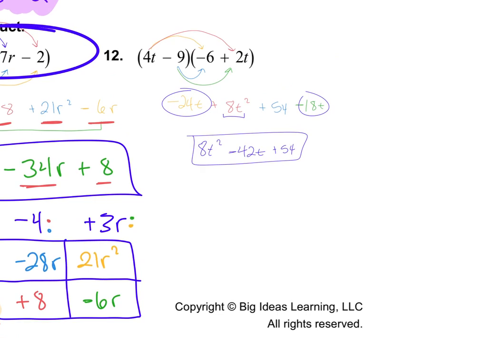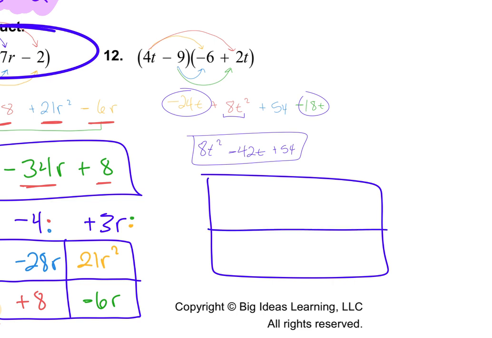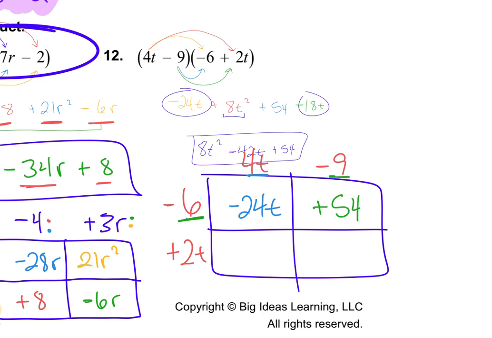One more table. 4t minus 9, negative 6 plus 2t. Negative 6 times 4t is negative 24t. Negative 6 and negative 9 is plus 54. Positive 2 and 4t is 8t squared. And 2t and negative 9 is negative 18t. Did I get the same thing? Well, here's 24t, 24t, 54, 54, 8t squared, 8t squared, negative 18t. There it is. They combine to get the same exact thing.